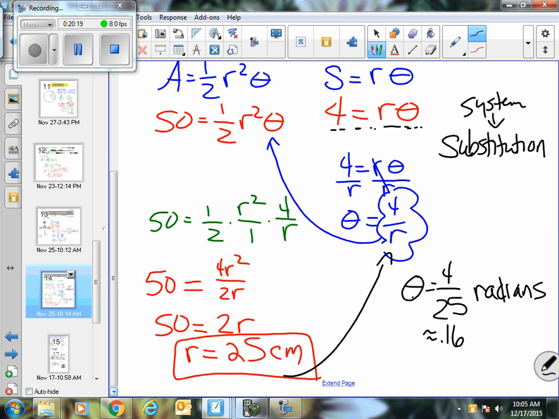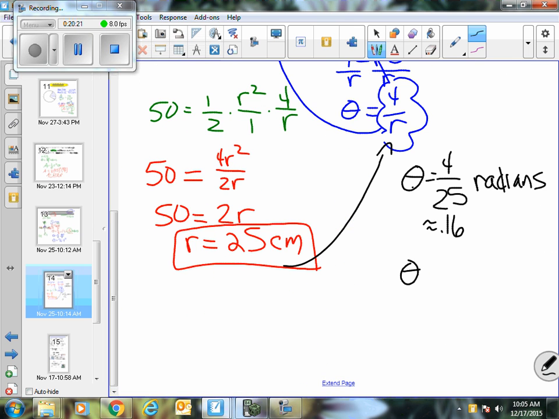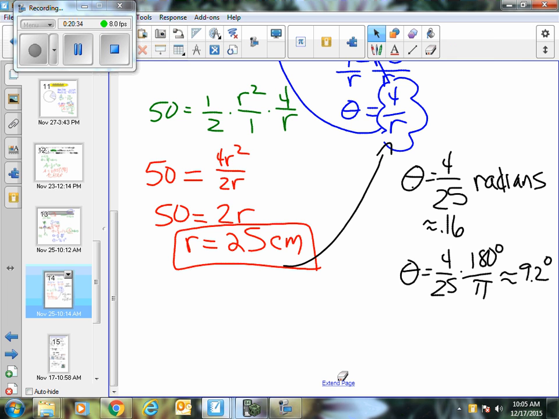If you wanted to, just so you could see what it is, you could convert it to degrees if that's an easier way for you to look at it. Multiply by 180 over pi. I think you get like 9.2 degrees or something. It's pretty small, but it didn't specify, so you could really leave it as 4 over 25 radians, and you're perfectly fine. So just being confident and comfortable in working with those two formulas, arc length and area of a sector, and being able to understand some of the applications that go with them.